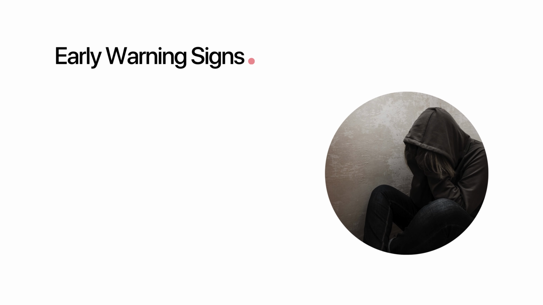Catching addiction in its early stages is crucial for preventing more severe outcomes. There are several subtle warning signs that indicate a person may be heading toward addiction. 1. Increased tolerance. Needing more of the substance or engaging in the behavior more frequently to achieve the same effect. For example, a person may start drinking more alcohol than usual to feel the same buzz.